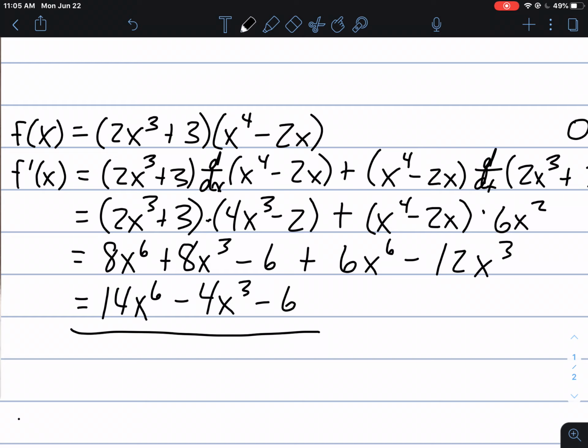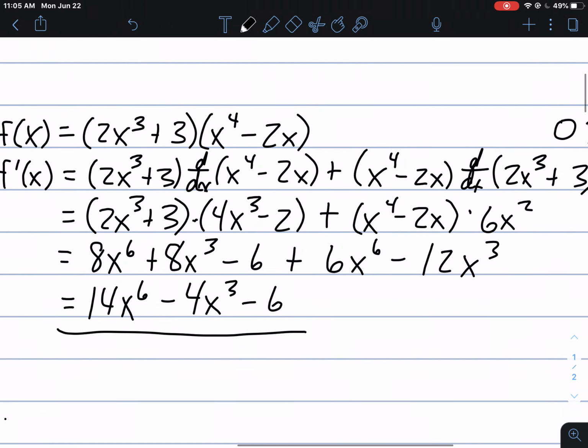Notice this is just the product of two binomials. So it is a product. I did it using the product rule, where our first function is 2x cubed plus 3 and the second is x to the fourth minus 2x. So there's f prime using the product rule: our first times the derivative of the second, plus the second times the derivative of the first.